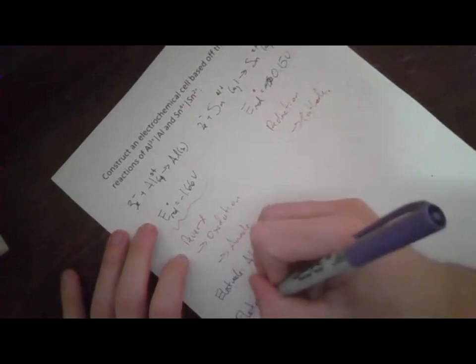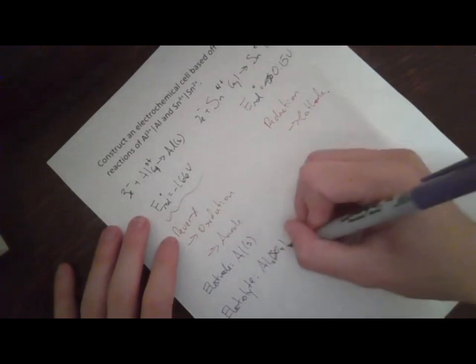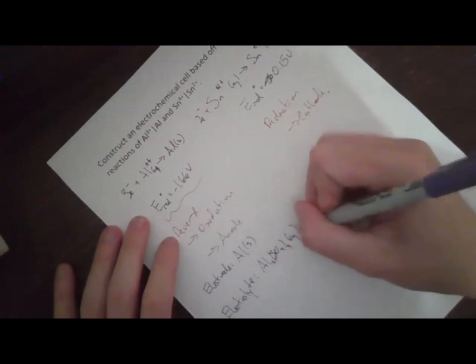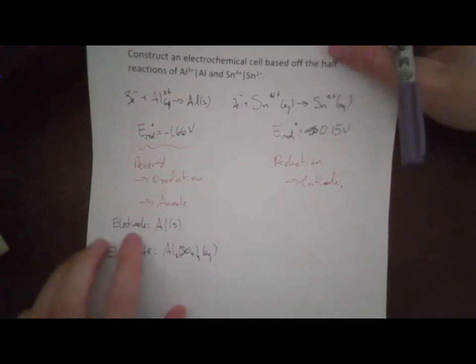And for my electrolyte, do I have any ions? Well, yeah, I've got the aluminum ion, so I'm good there. But it needs to be in a salt. So what I'm going to do is pair it with sulfate. And that's going to be a salt. I'm going to dissolve it in water. I'll make it into a conducting electrolyte.